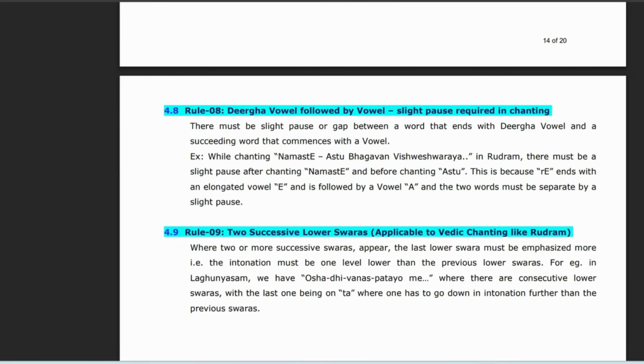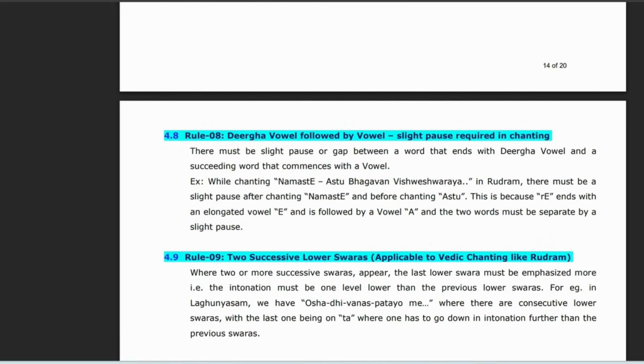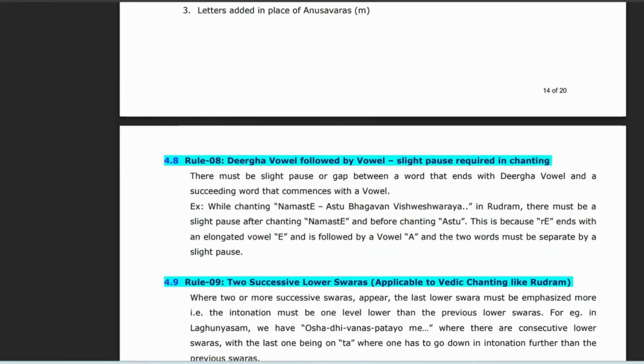And the lower swaras, we didn't learn about swaras, so I'm not going to talk about rule number 9. The swaras will be when we are doing suktam, any of the suktas when we learn. At one point, we are thinking of teaching Sri Suktam. When we do that, we first learn the swaras and then we can look at this rule again. Any questions, any doubts, or you want me to repeat any of the rules?